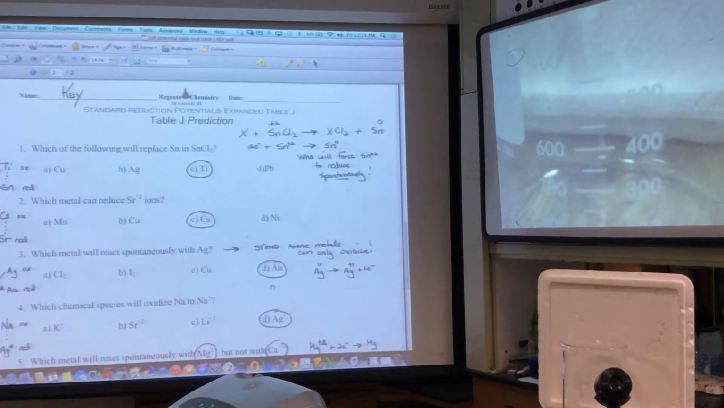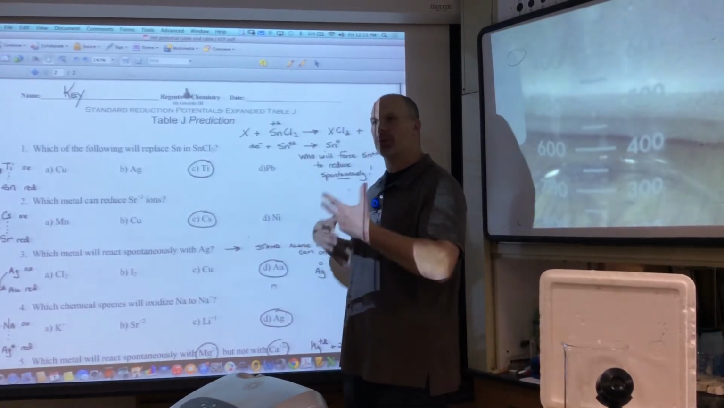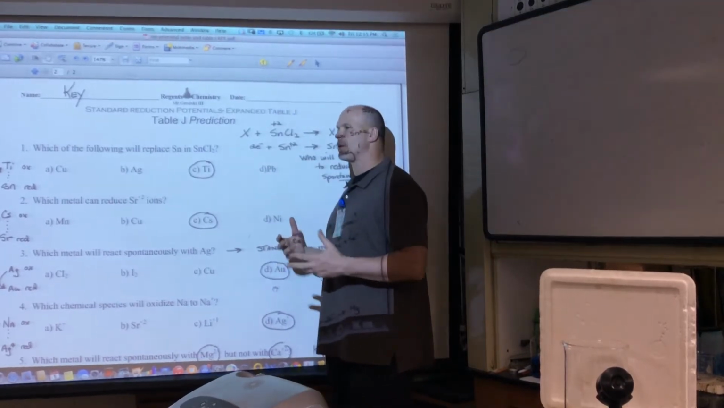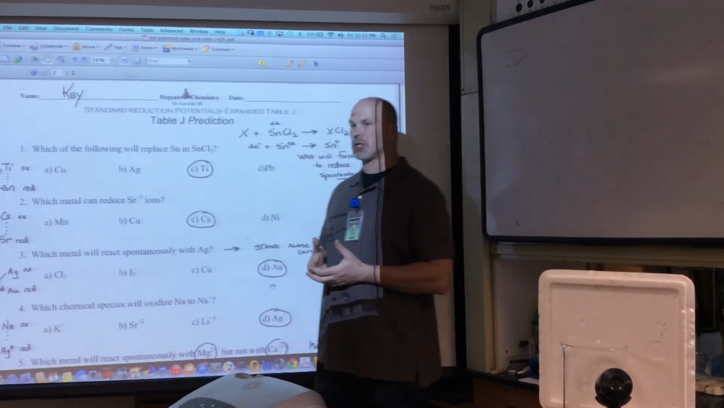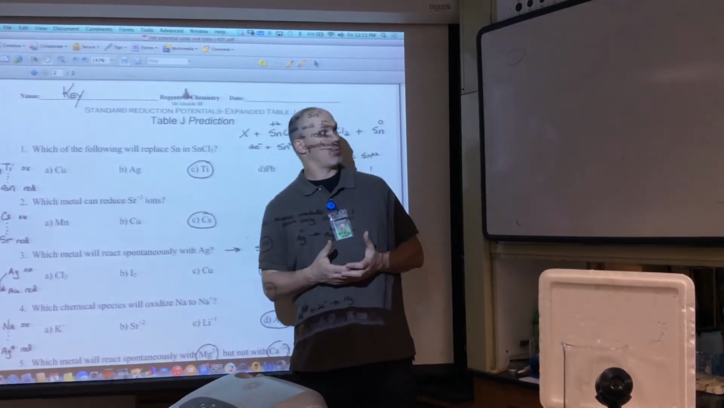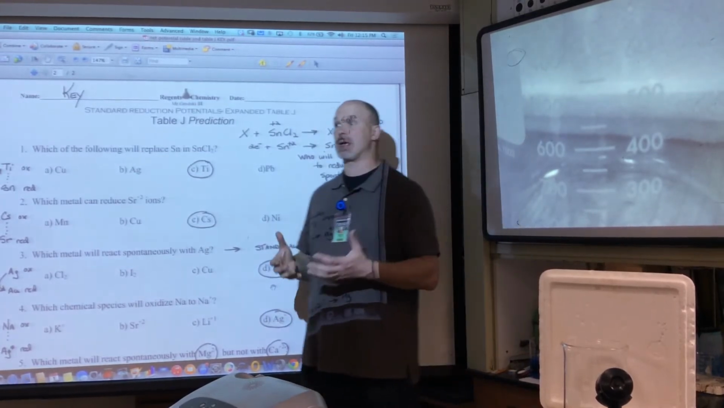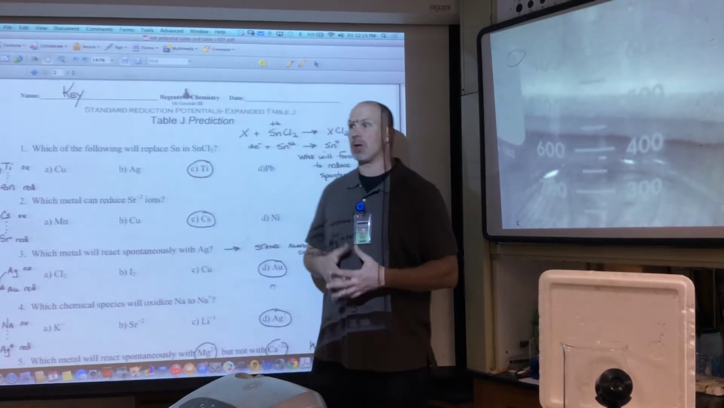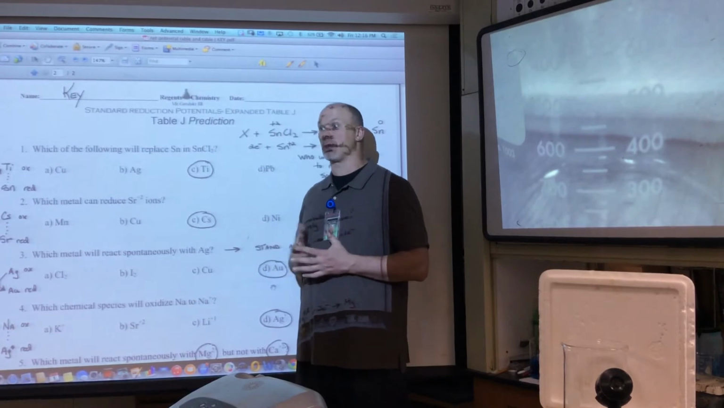All right, so last night's homework was using Table J to predict which of the following elements replace each other. What this is really about is looking to see if we can predict whether a reaction works or not, based on our net potential table. Now, we don't have the potential table, but we learned yesterday that if we get positive volts, that means there's a pathway for electrons to flow.